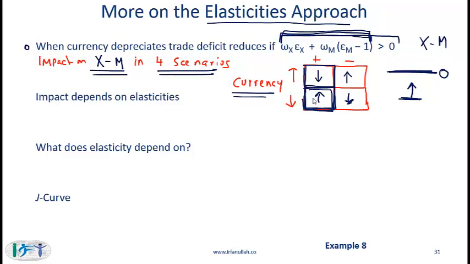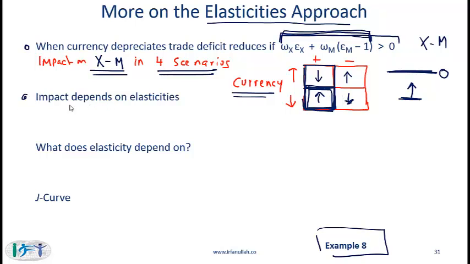I have gone over this because when you do example 8, this information will come in handy. And if you can just understand this one, currency down, Marshall-Lerner holds, then X minus M goes up. From this, you can come up with the three other boxes very easily.